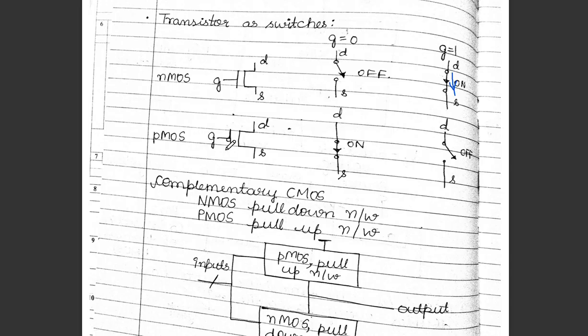Next, coming to the PMOS structure, here you have a bubble, as the PMOS and NMOS are complementary to each other, and when G is equal to 0, the PMOS turns on, and hence the switch is in on condition. When G is equal to 1, the PMOS is in off condition, and hence there is no path for current flow from drain to source.